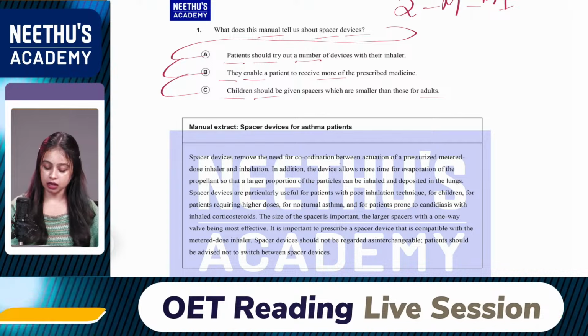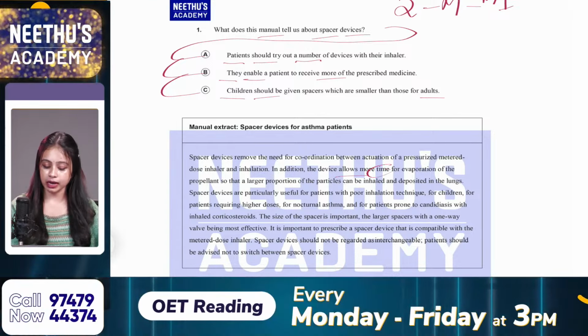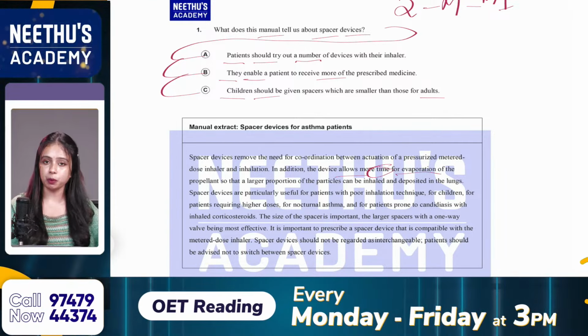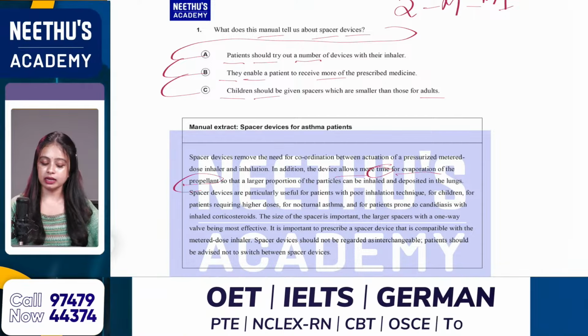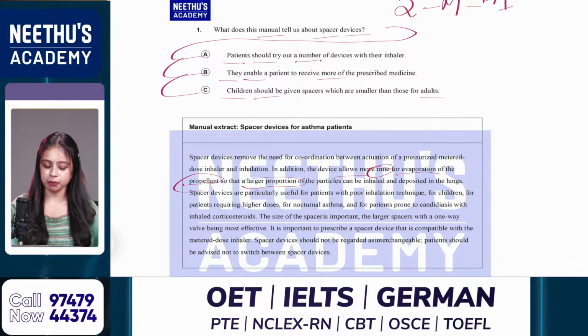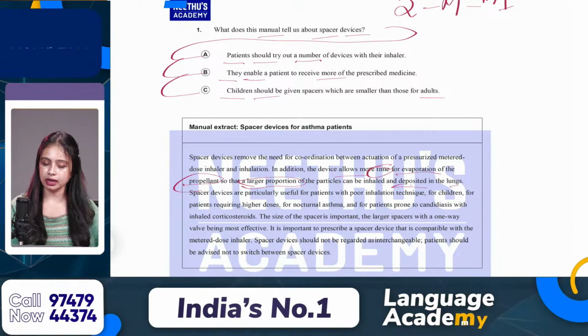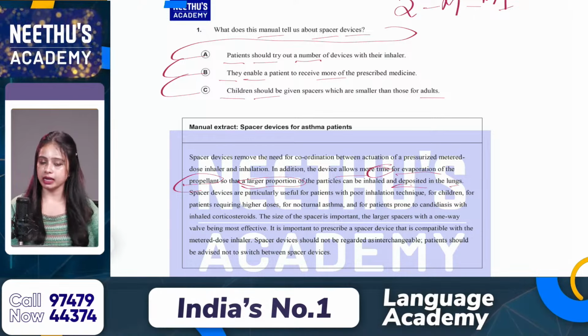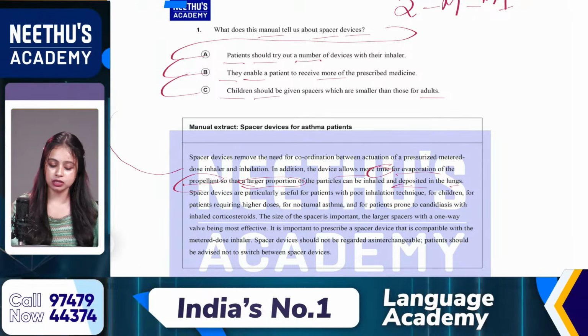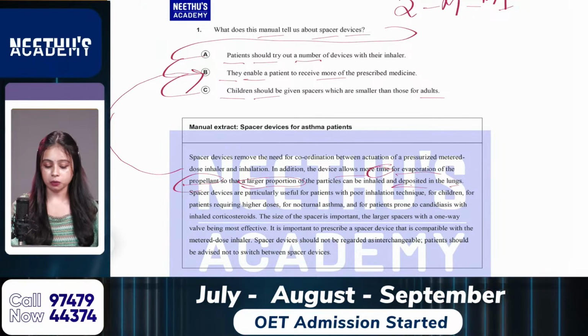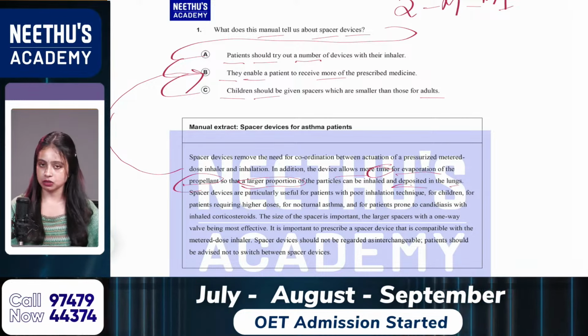In addition, the device allows more time for evaporation of the propellant, which means the medicine, so that a large proportion, more of the medicine of the particles, can be inhaled and deposited in the lungs. So from that particular line, I am just tracing my answer towards which option? Option B, second option, right?